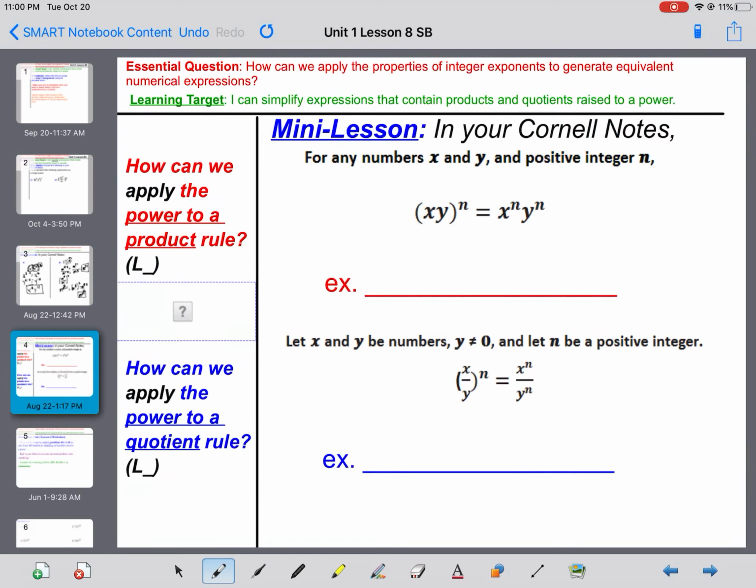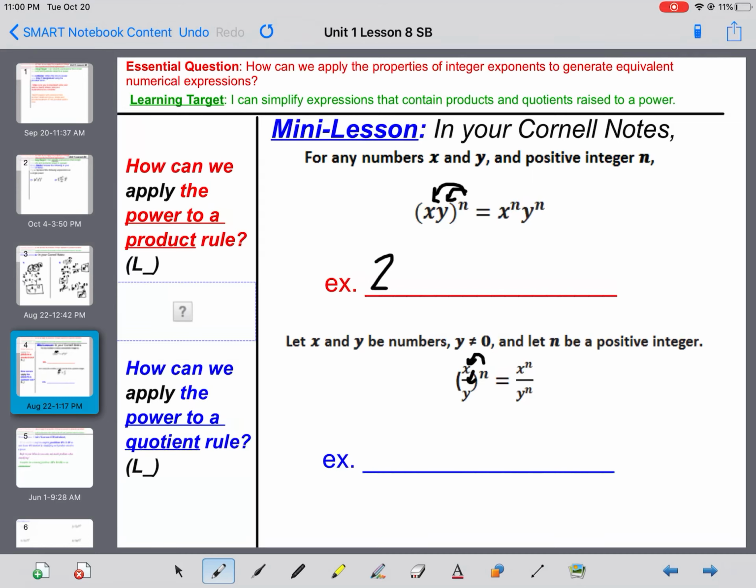There are 2 questions that we're copying down in the question section of the mini lesson. How can we apply the power to a product rule? And the second question is how can we apply the power to a quotient rule? Essentially, we're just going to be distributing the n to each part of each power that's inside the parentheses. Same thing with the division.